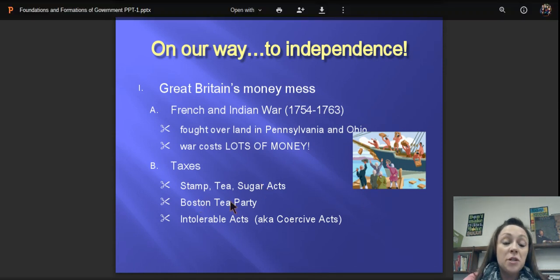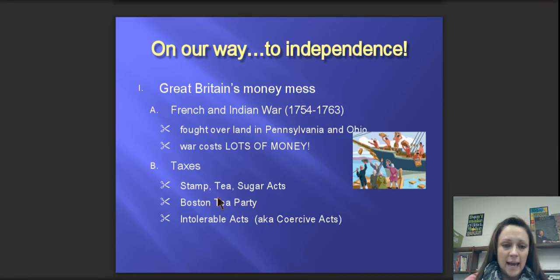So in order to retaliate, in order to get back at Great Britain for the Tea Act, we know the colonists dressed up as Mohawk Indians and dumped tea into Boston Harbor, known as the Boston Tea Party. Now, in retaliation to that, the Intolerable Acts were passed.